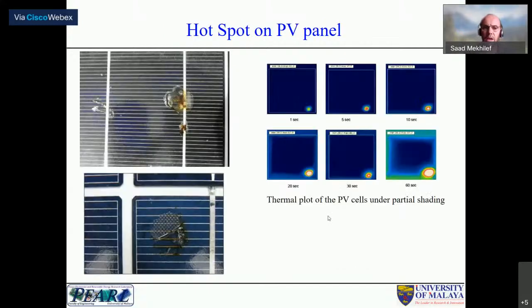And these are some of the effects. What happens when we have this partial shading? Partial shading will cause hotspots.